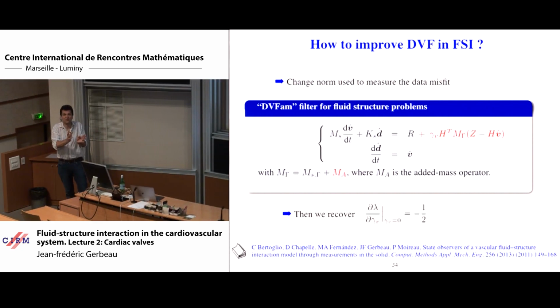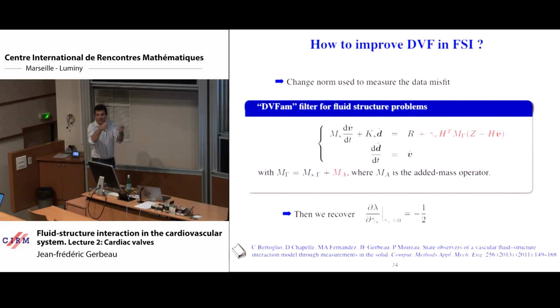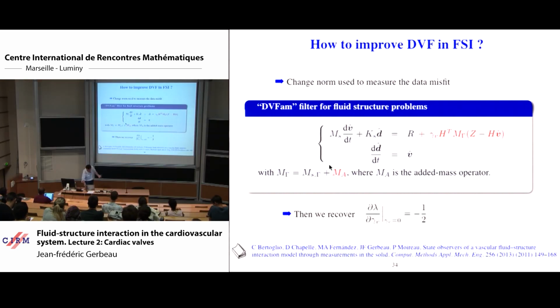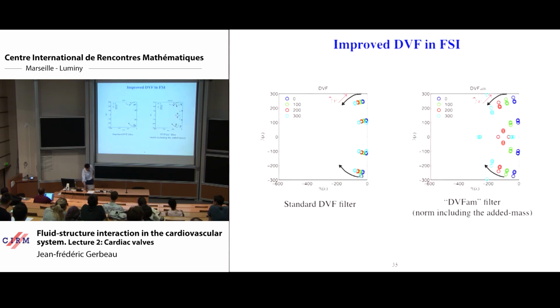You think, okay, what can I do better than taking the L2 norm of the difference, or H1 norm maybe, or whatever. Then you look a little bit around the problem, you see that you have troubles and so on, you try to understand them, and then you end up with an idea which is quite surprising: that you have to modify the norm, including this added mass effect directly in the way you measure the discrepancy. And this is confirmed by numerical simulation.